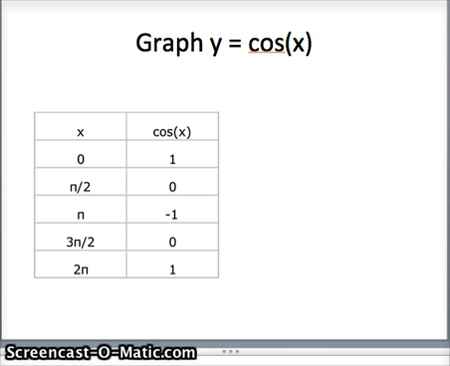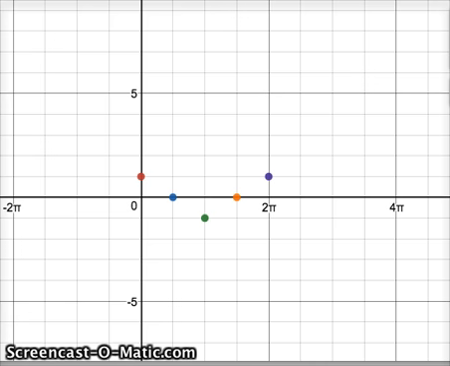So let's go ahead and see what that looks like on the graph. So here are our 5 points. 0 is 1, pi over 2 is 0, pi is negative 1, 3 pi over 2 is 0, and 2 pi is 1. With that, we can then graph our cosine function, which will look like this.